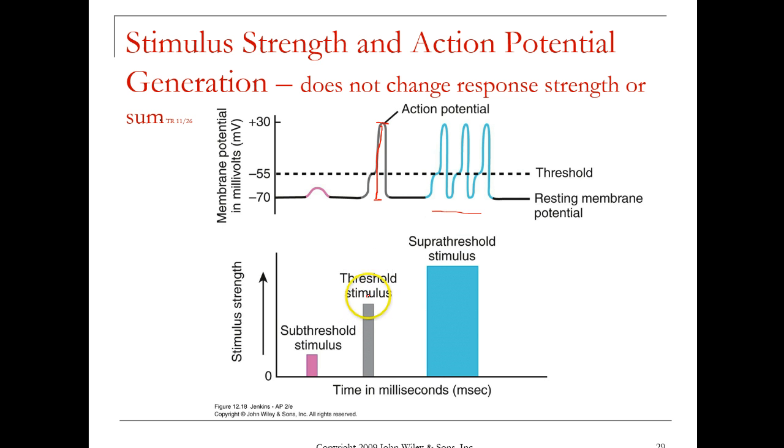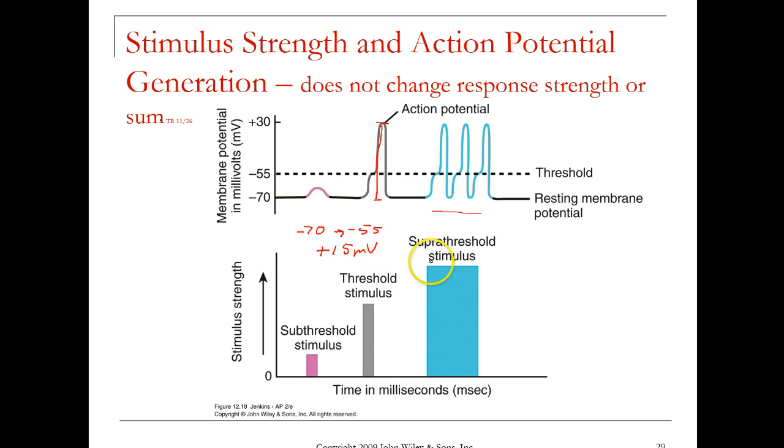A threshold stimulus will take the membrane from negative 70 to negative 55. So if you wanted to do the math, negative 70 to negative 55 millivolts, that would be a plus 15 millivolt change. That's how much you normally need to hit the threshold. You need some stimulus that's going to change in a positive direction by 15 millivolts.